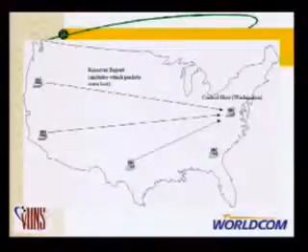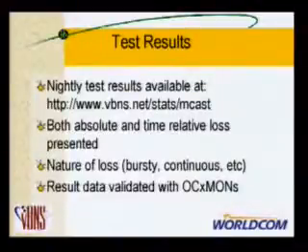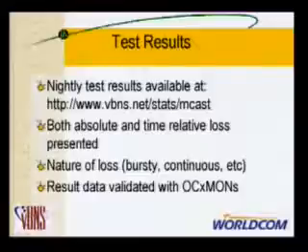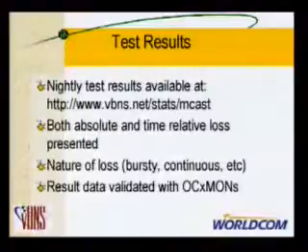And then when all the receivers finish, they will send the information back to the coordinating host. So the nightly results are available on this URL. You can see both absolute and relative loss, and the nature of the loss, whether it's bursty or continuous, etc. And then finally, we also have the passive OC XMONs, which optically split our backbone trunks, and all of the data is verified with the OC XMONs.